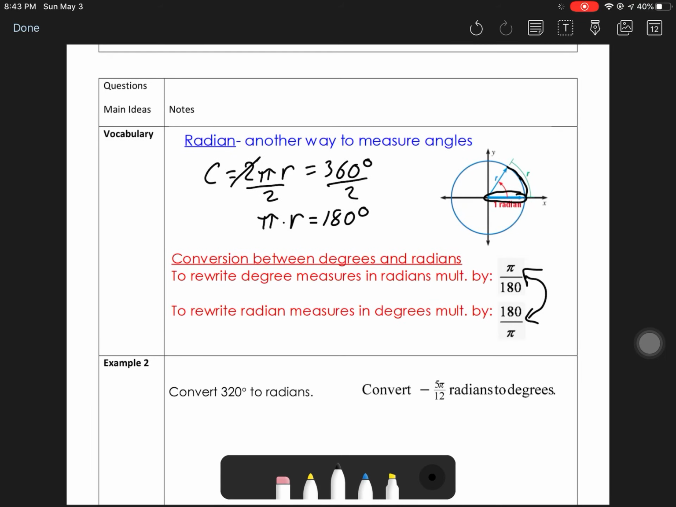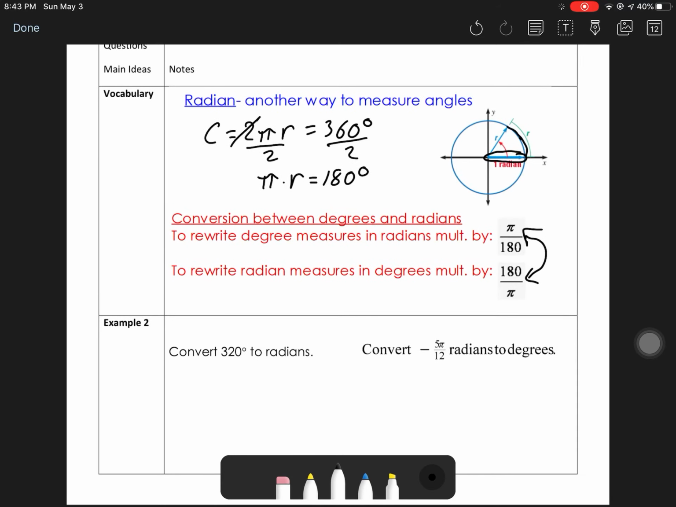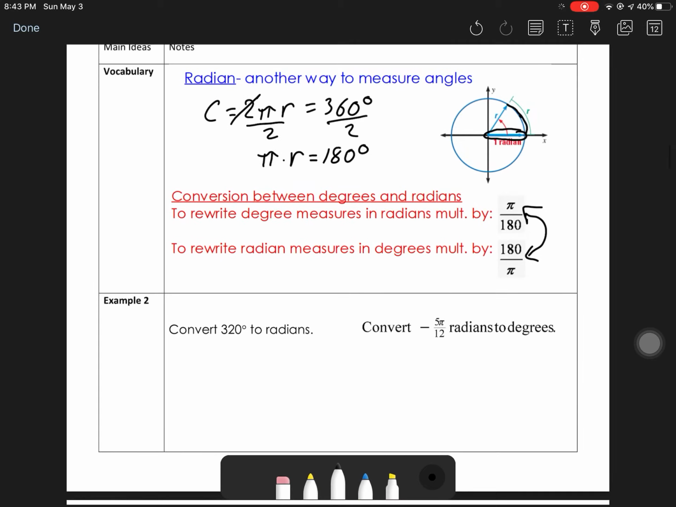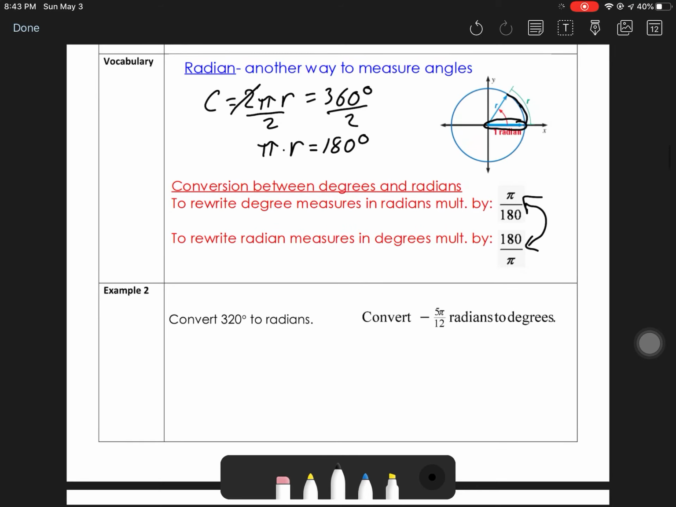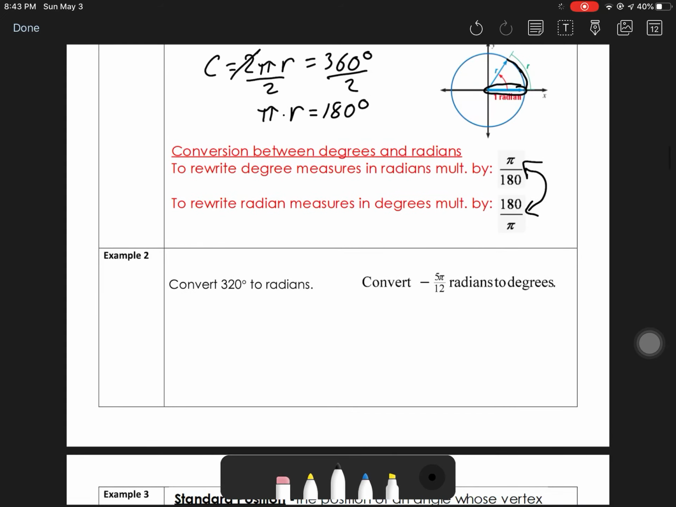The reason is because a single pi is halfway across the circle, whereas 2 pi is the whole way across the circle in radians. And we know the whole way around a circle is 360, halfway is 180. So that's why pi and 180 go together. So I'll show you how this works. It's kind of a weird concept to teach online. I apologize. It'll get better with time though.